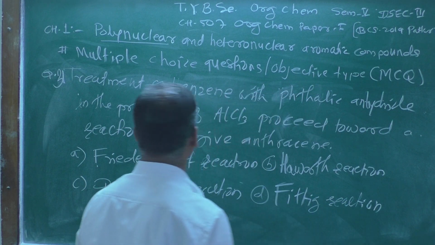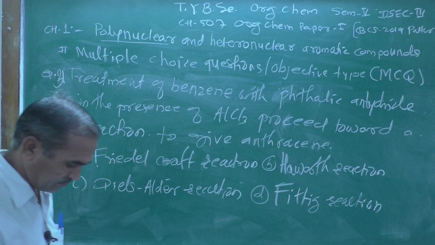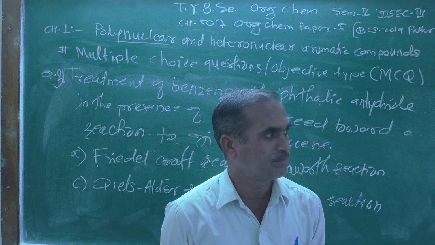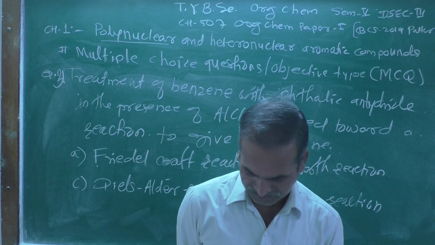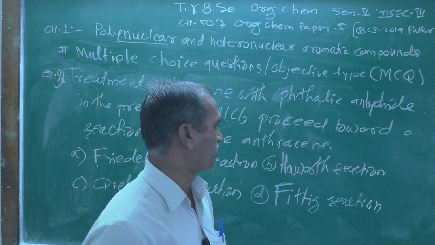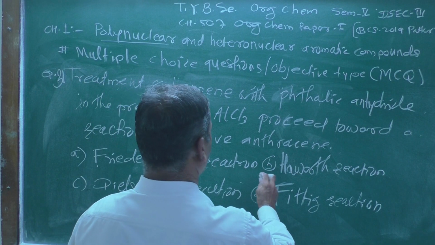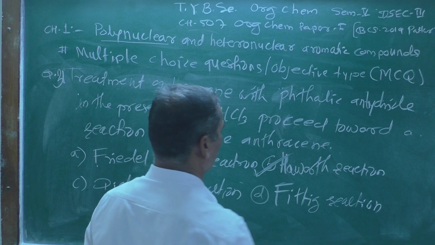What do you think? Generally, naphthalene and anthracene were prepared for the first time by a scientist whose name is Haworth, and that's why it is known as the Haworth reaction. So look at the second one. The second option would be the correct one over here.